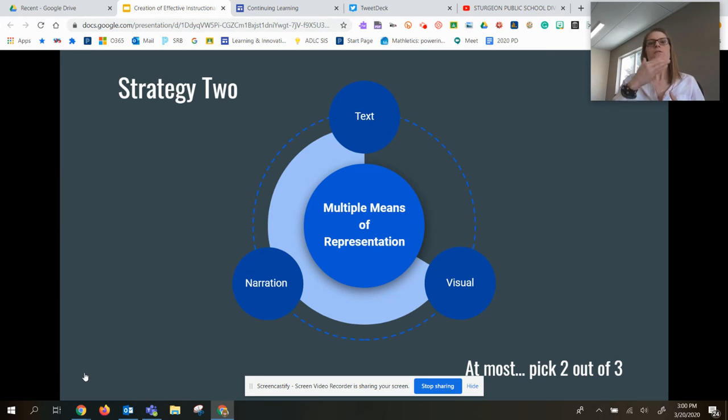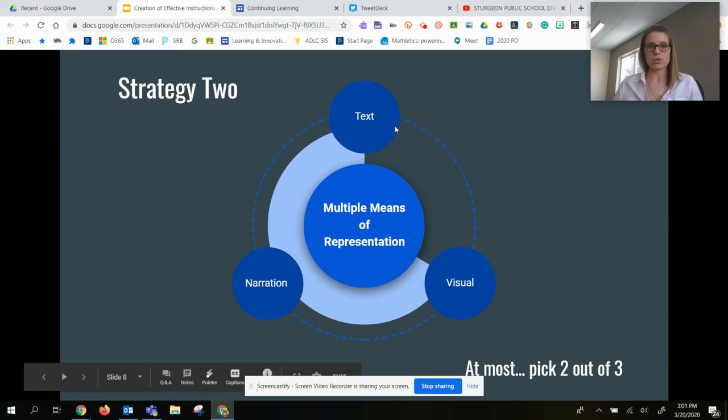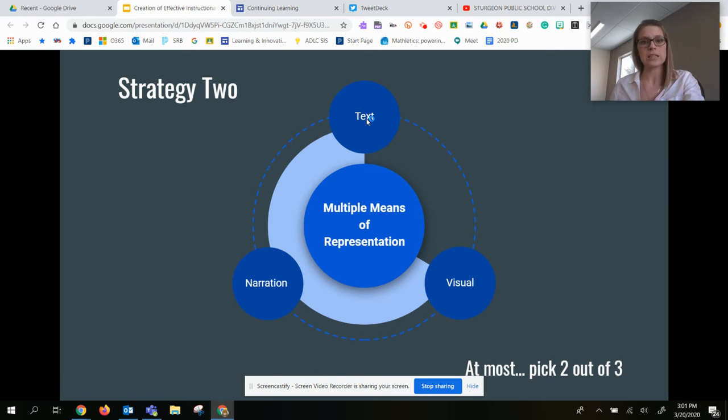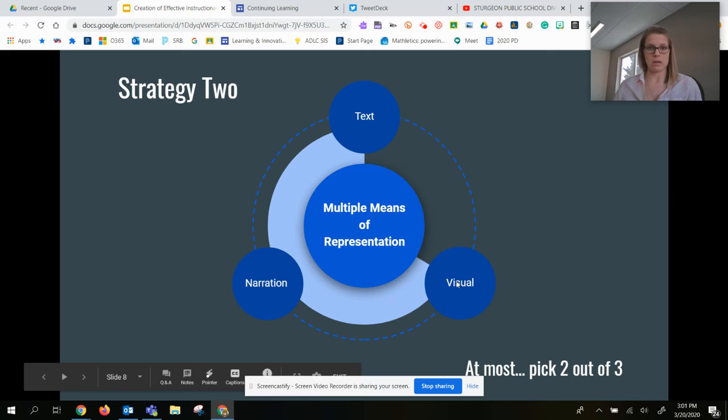However, if you do all these things at the same time, that is actually impeding the learning process. So there is a threshold for how much the kids can handle of these multiple means at the same time. And so I would suggest to you pick 2 out of the 3. So if you are going to create an instructional video and you're going to have content on your screen, then give them either the text and a visual and then you stop talking. Or you give them a narration and a visual, but no text.